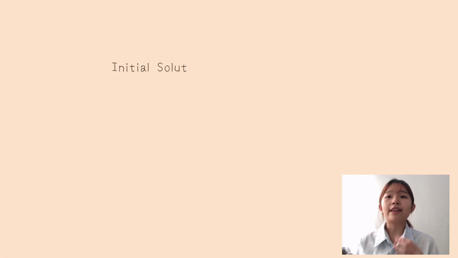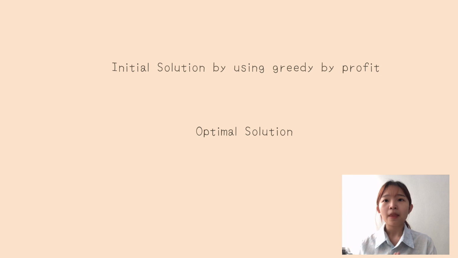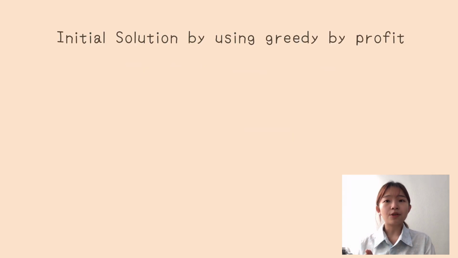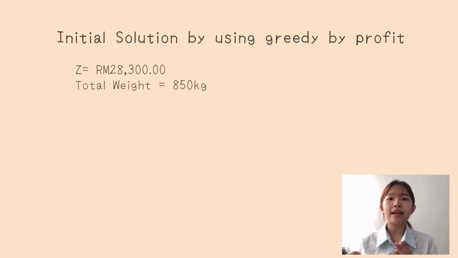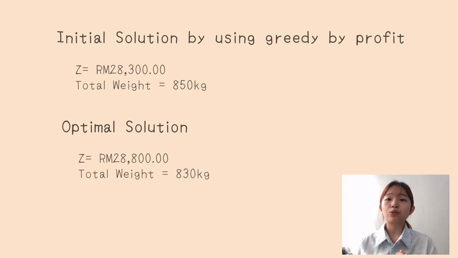Our goal is to maximize the value of fruits that can fit in our knapsack capacity. We carried out an analysis based on the initial solution by using greedy by profit and also the optimal solution. Based on the initial solution using greedy by profit, the solution that we get is z equals 28,300 ringgit and the total weight is 850 kg. On the other hand, the optimal solution that we got using the Excel Solver is z equals 28,800 ringgit and the total weight is 830 kg.